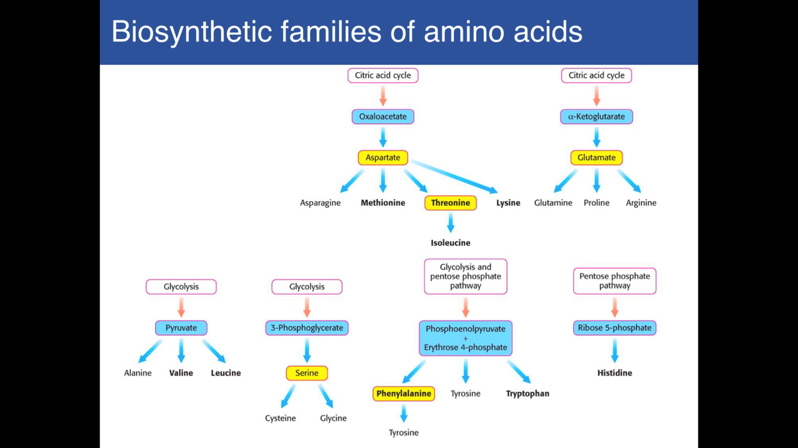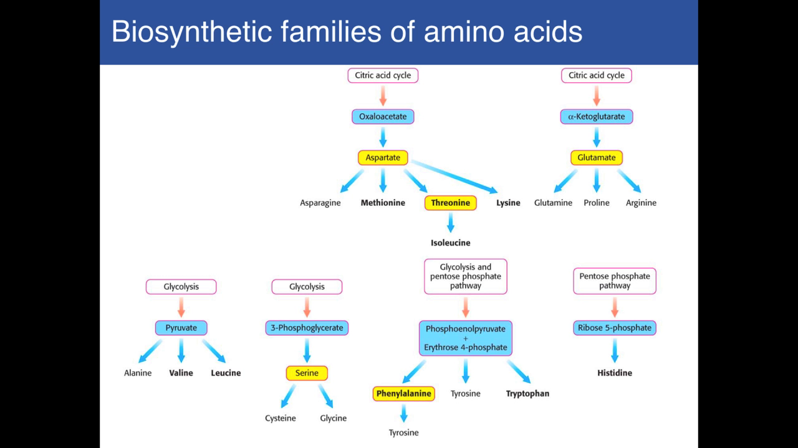Glycolysis, 3-phosphoglycerate, serine, we can make cysteine and glycine. That one, every time I see that, I'm like, wow, that seems totally whacked to me. Glycolysis, pyruvate, we can make alanine, valine, and leucine. This is kind of a quick snapshot reference material for you.